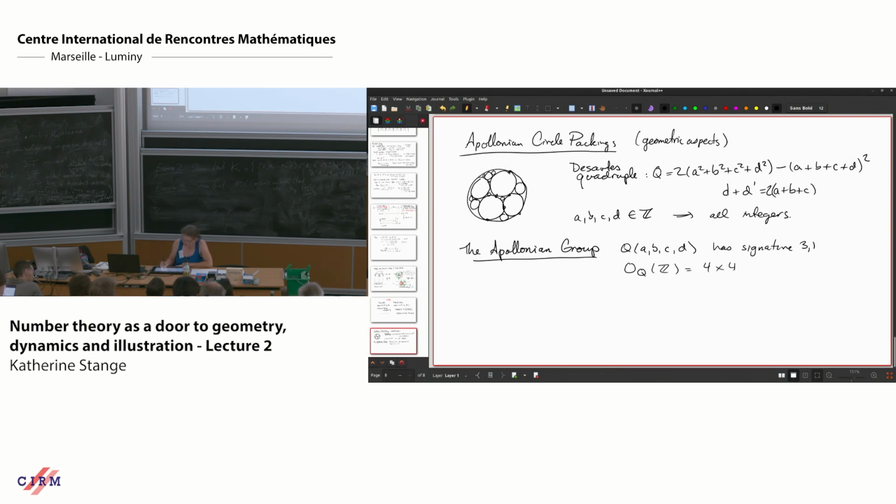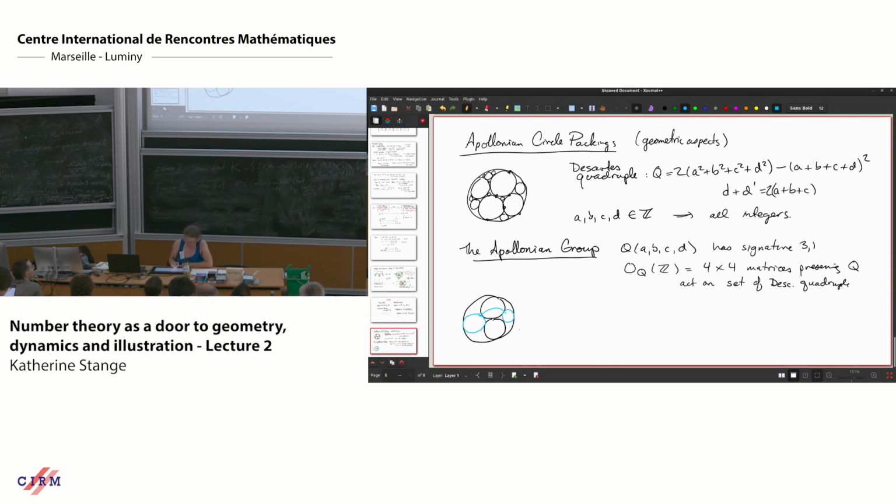So we can talk about the orthogonal group preserving that form of signature 3,1. And that would be 4 by 4 matrices preserving Q, okay? And this will act on the set of Descartes quadruples. So when I say Descartes quadruple, sometimes I mean the 4 curvatures and sometimes I mean the 4 circles, and you'll just forgive me for that, okay? And so the fundamental generators that I want to use are the ones that come from the way that we generated the packing in the first place. If I have a Descartes quadruple and I've chosen 1 circle, then I can choose the other solution to Apollonius's problem in terms of the 3 black circles.